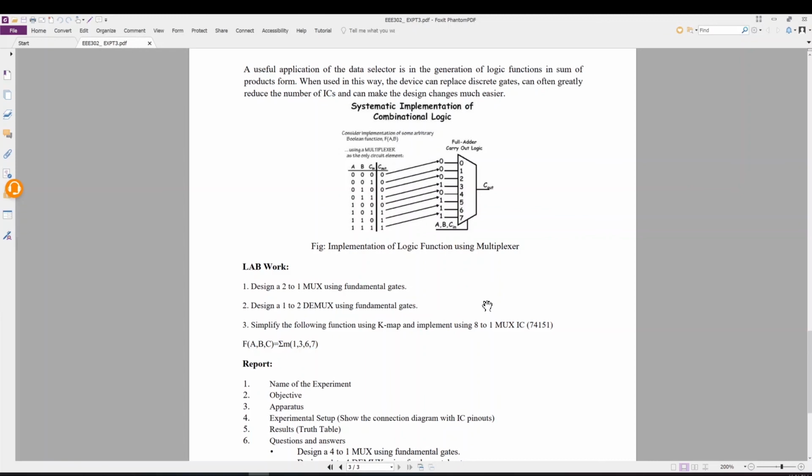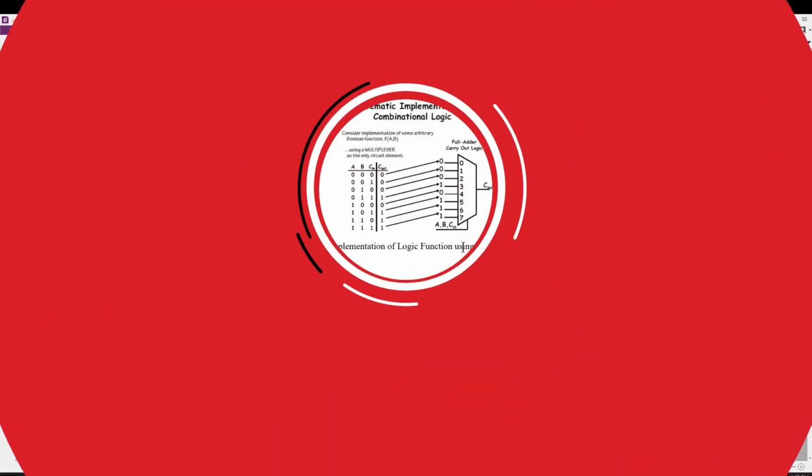So in the next part we will do our lab tasks. Today's lab task is to design a 2 to 1 multiplexer, which we already designed the circuit for, but we will now implement it in Proteus. Same for the 1 to 2 demux, and then this one. This one is simple because in the earlier lecture we already learned about the K-map. So we will simplify that circuit, and we will learn how to make that circuit using only an 8 to 1 multiplexer. So thank you all.